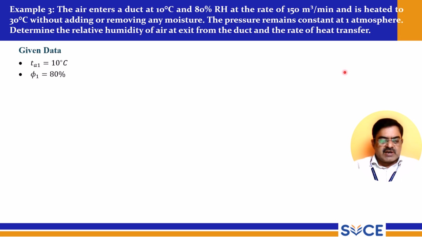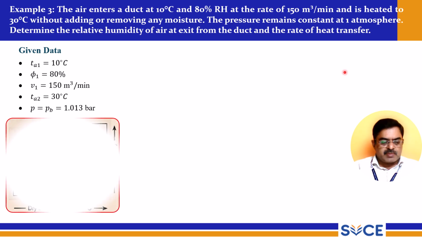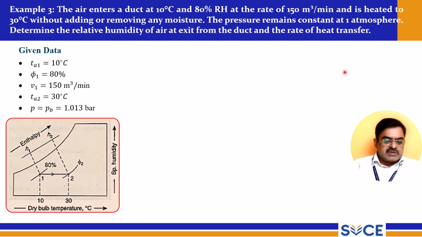So this is the given data: Ta1 equal to 10 degrees Celsius, phi 1 is equal to 80 percent. So that is the relative humidity at point 1, 80 percent. V1 equal to 150 meter cube per minute, and Ta2 is 30 degrees Celsius. Pb equal to P, that is 1.013 bar, so that is 1 atmosphere. So this is the psychrometric chart. Point 1 is at 10 degrees Celsius and point 2 is at 30 degrees Celsius.